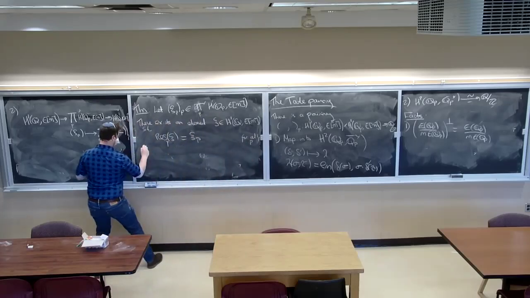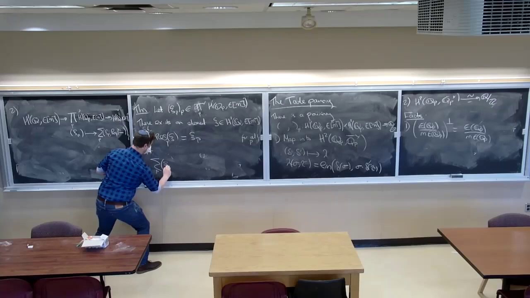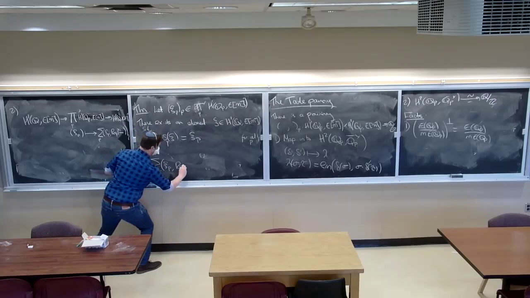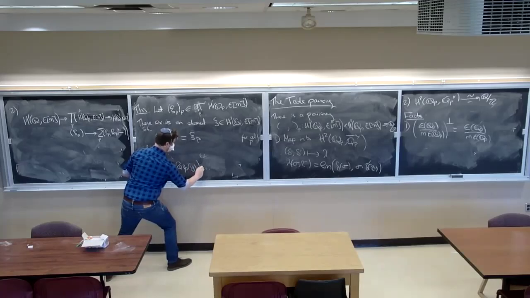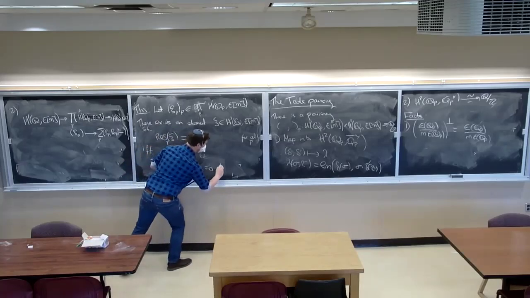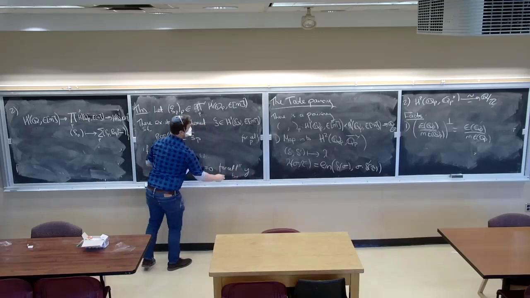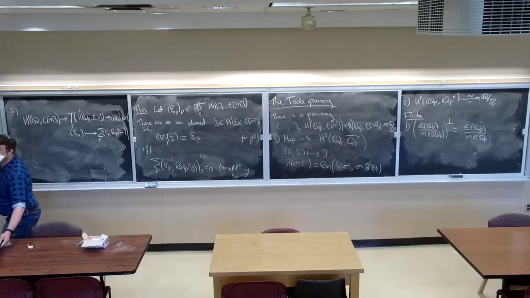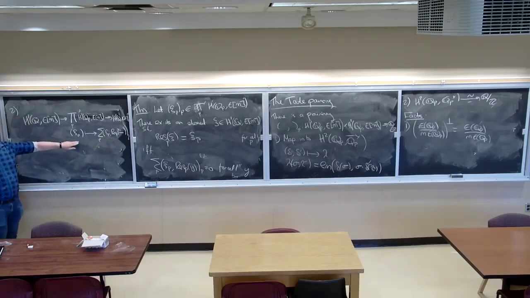If and only if I take this image and I pair it with the restriction of y, that's equal to 0 for all y. And all that is saying is that the kernel of this map is the same thing as the image of this map.